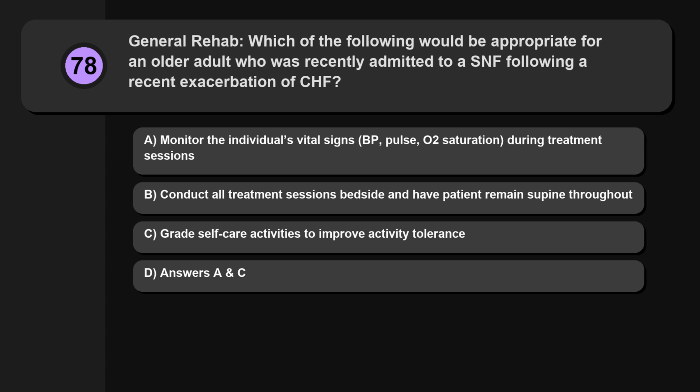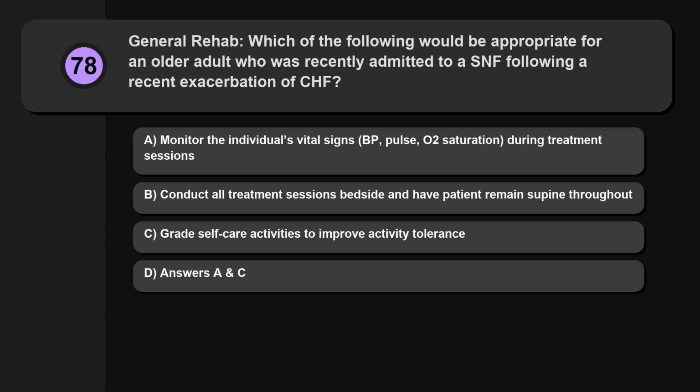Question 78. General rehab. Which of the following would be appropriate for an older adult who was recently admitted to a SNF following a recent exacerbation of CHF? Option A, monitor the individual's vital signs, BP, pulse, O2 saturation, during treatment sessions.